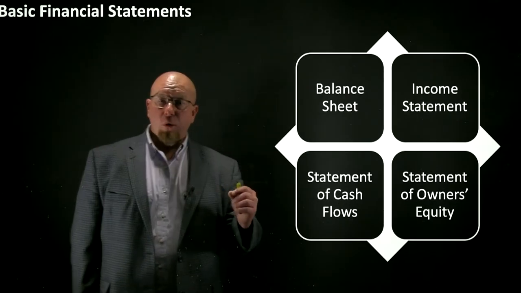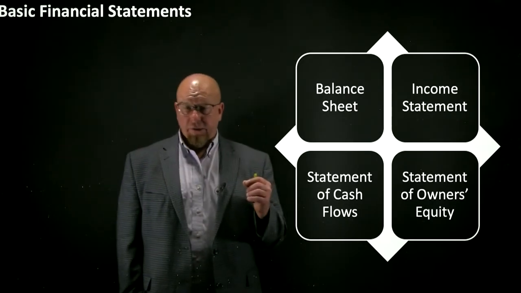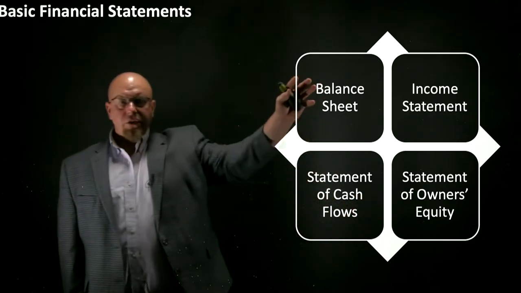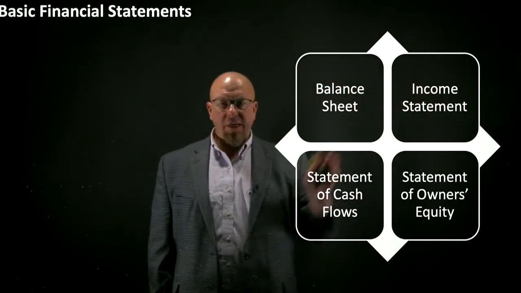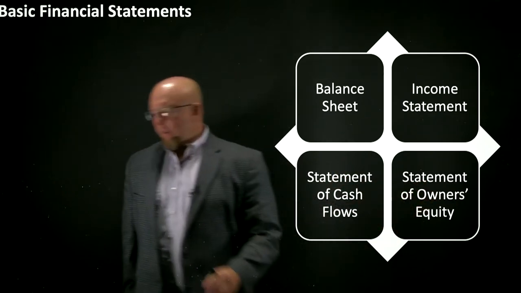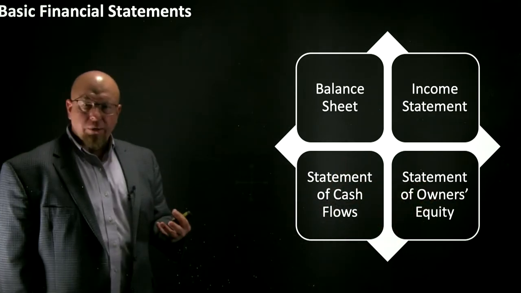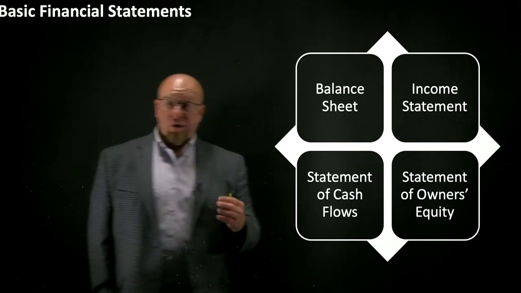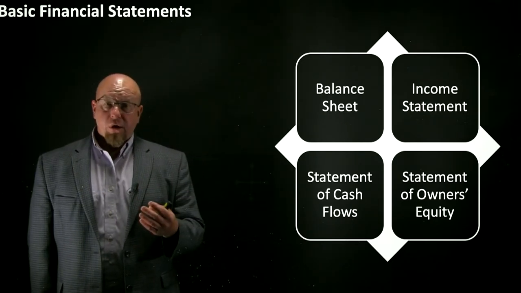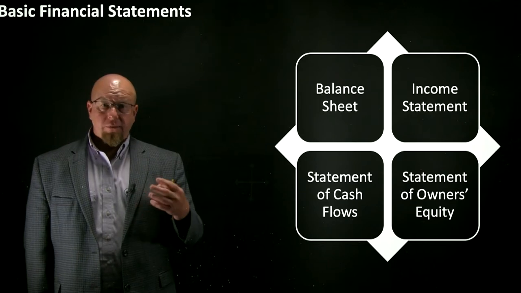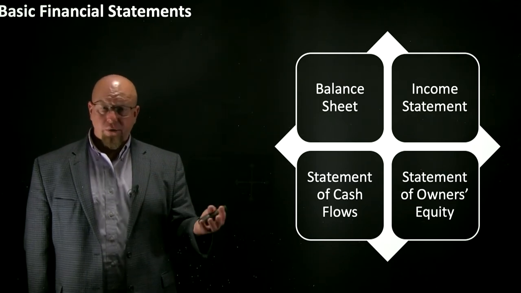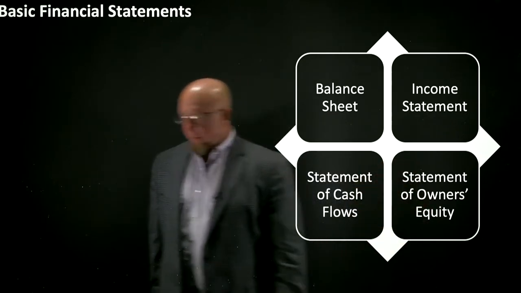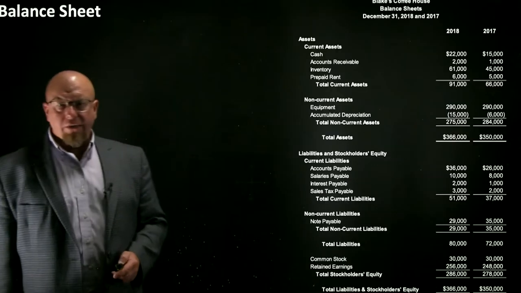The external reporting that happens with financial accounting involves four basic financial statements: balance sheet, income statement, statement of cash flows, and then some sort of statement of owner's equity. Again, I've generalized this because if it's a corporation, it would either be called a statement of retained earnings or a statement of changes in stockholders' equity or something like that. But I'm kind of generalizing it here. Let's take a look at each one of these financial statements.